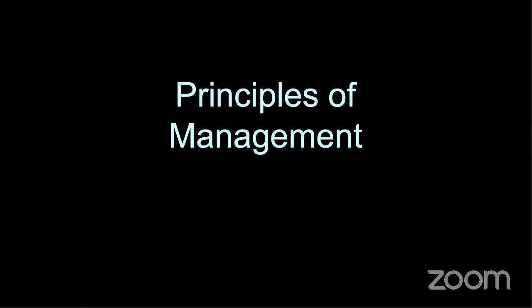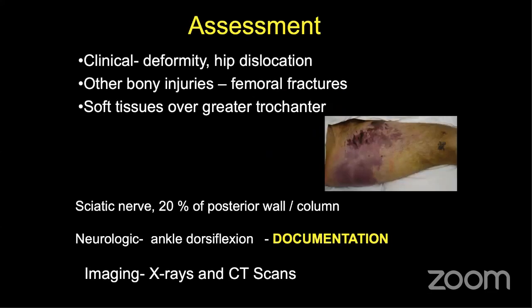Okay, so let's look at the principles of management. Amol has already covered the ATLS protocols for polytrauma, so I won't go into that. Restricted to the acetabulum, in casualty, look for deformity. If the hip joint is dislocated, your leg is going to be either adducted and internally rotated in a posterior dislocation, or abducted and externally rotated in an anterior inferior dislocation. Look for other injuries, particularly femoral fractures.